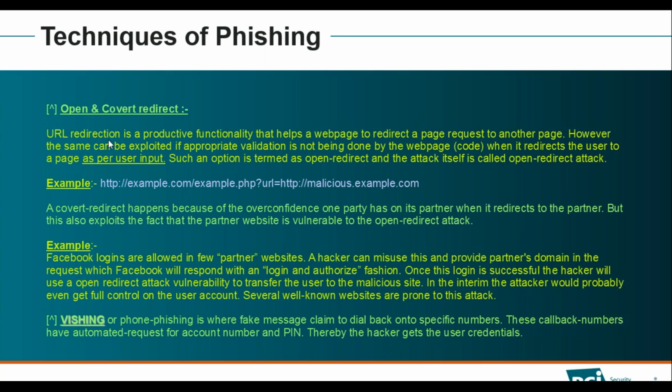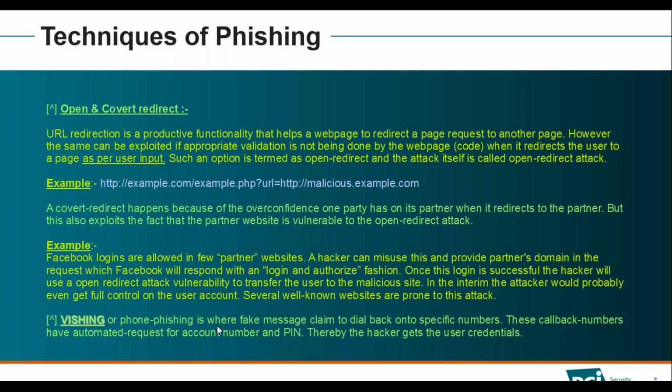Now there are open and covert methods of redirect also. Now look at this. URL redirection is a productive functionality. Of course, for those who have done any sort of web page development would know that. That helps a web page to redirect a page request to another page. However, the same can be exploited if validation is not done when it redirects the user to a page as per user input. Using buffer overflows and other techniques, it can get done. So that's like an overt open redirect. So he clicks on this, it actually goes over here.